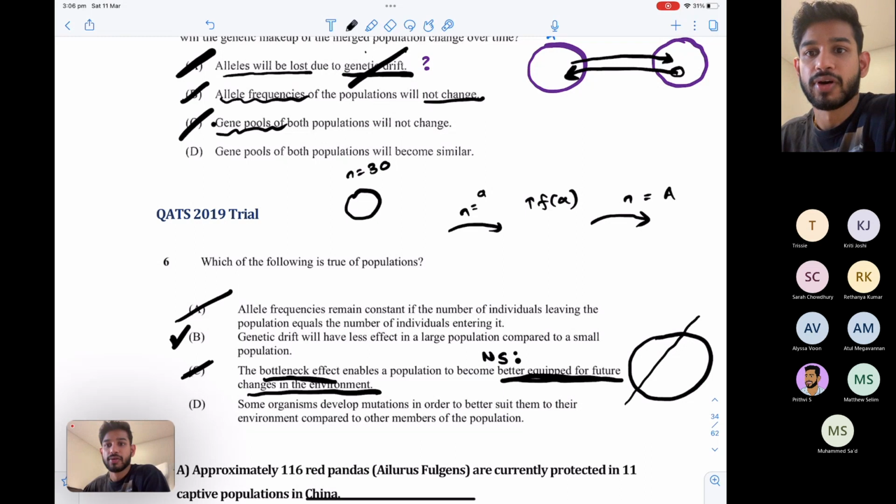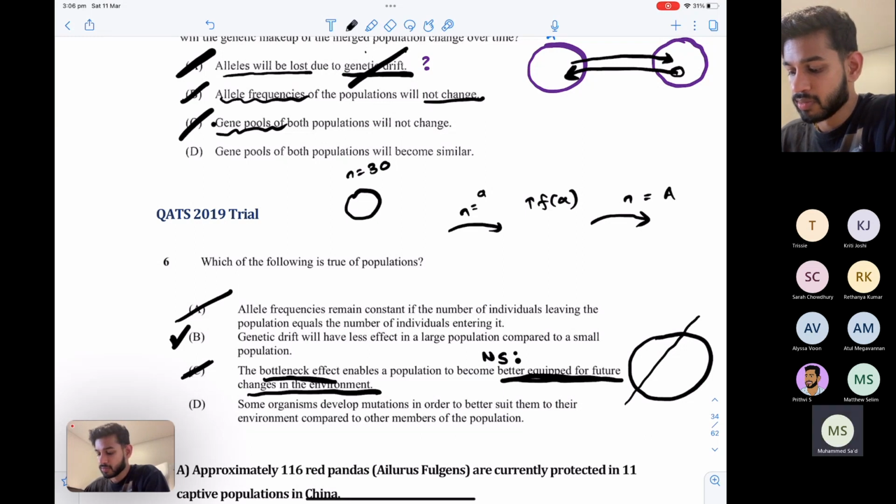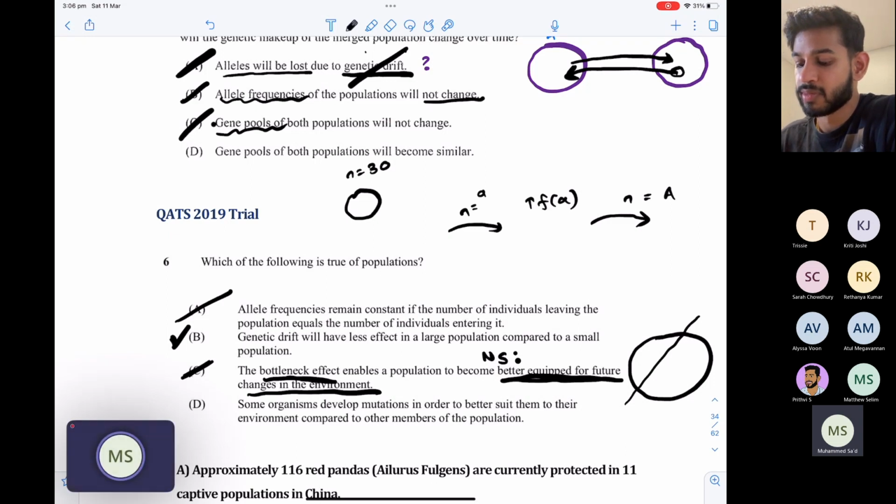D. Final one. Let's go to Mohammed. What would you pick for option D? What do you think about this? I think it could be right, but at the same time, it's a bit confusing because if an individual organism develops a mutation that might or might not be better for the environment, it might not carry on.